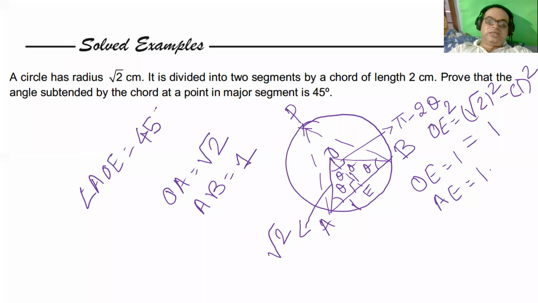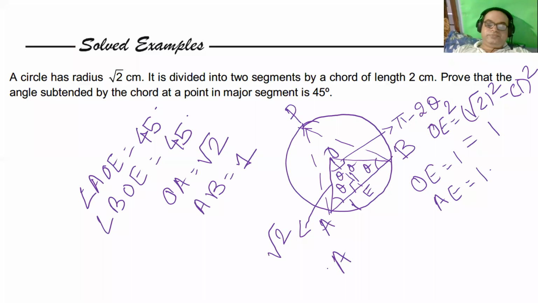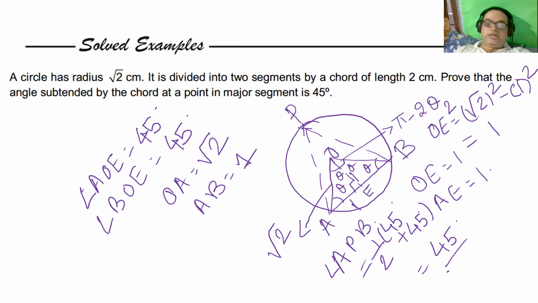Similarly, I can say that angle BOE is also equal to 45 degrees, and angle APB will be equal to half of 45 degrees plus 45 degrees, which is nothing but 45 degrees. So angle APB is equal to 45 degrees. ठीक है?